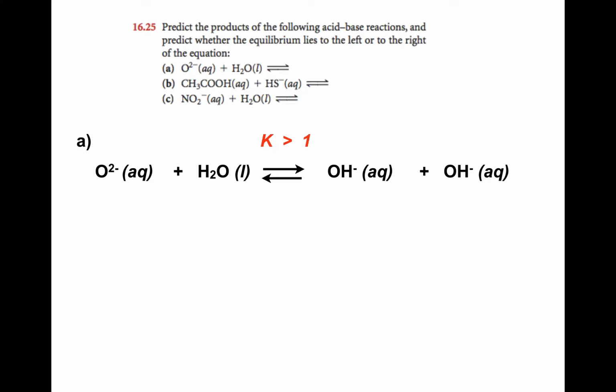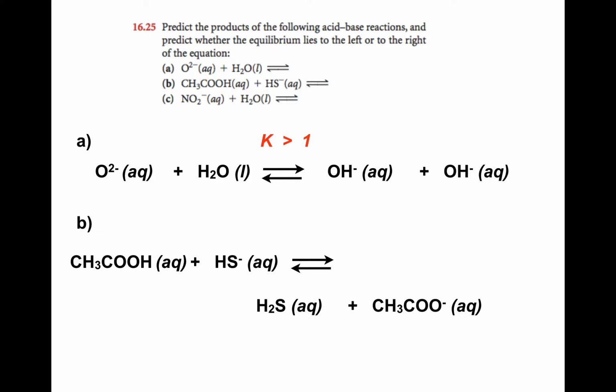Acetic acid with hydrogen sulfide. Now this one's harder. The conjugate acid of hydrogen sulfide is hydrosulfuric acid. So which is a stronger acid, acetic acid or hydrosulfuric acid? Equilibrium will lie to the side of the weaker acid. It turns out acetic acid is a stronger acid than hydrosulfuric acid. So this will be a spontaneous reaction, but not by much. Hard to tell on this one. You'd have to look at the Ka values.